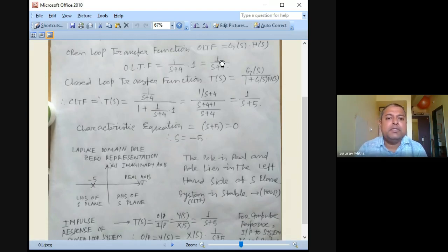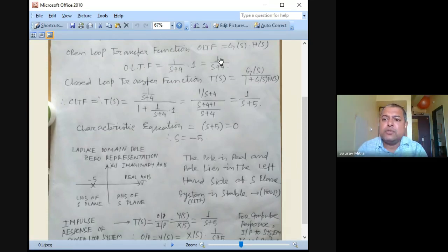Now I have given you G(s) equal to 1 by s plus 4, a very simple system, because my main aim is to find the impulse response, to understand what is meant by step response, and to understand the concept of stability and pole position. So these are four agendas today. First is impulse response, second is what is meant by pole position in the Laplace domain, third is the concept of stability, and finally we will see the step response.